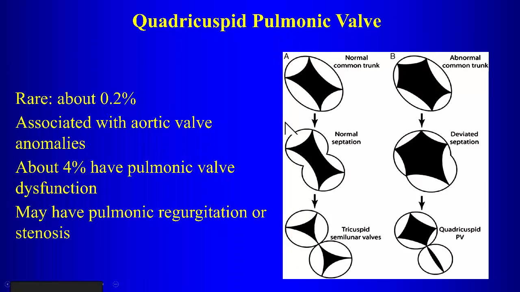It tends to be associated with aortic valvular abnormalities too. So with normal septation, you get a tricuspid pulmonic valve and a tricuspid aortic valve. With abnormal septation, you can have a quadricuspid pulmonic valve with a bicuspid aortic valve. So it's associated with aortic valve anomalies. It's obviously very rare, so they can have pulmonary regurgitation or stenosis.